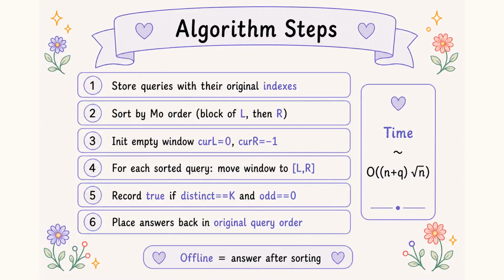Algorithm steps. 1. Store each query with its original index. 2. Sort by Mo order. 3. Start with an empty window. 4. For each sorted query, move the window to that range. 5. Record true only if distinct equals k and odd equals 0. 6. Write answers back into the original query order. Time is about n plus q times square root of n.